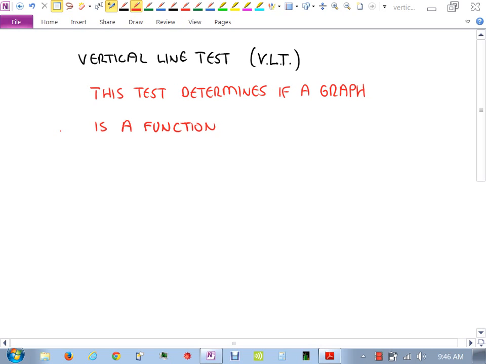So this test determines if a graph is a function. So let me give you a graph first, and then we'll determine if it's a function using the vertical line test.